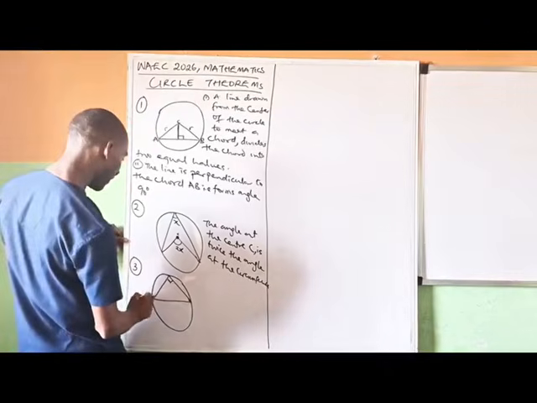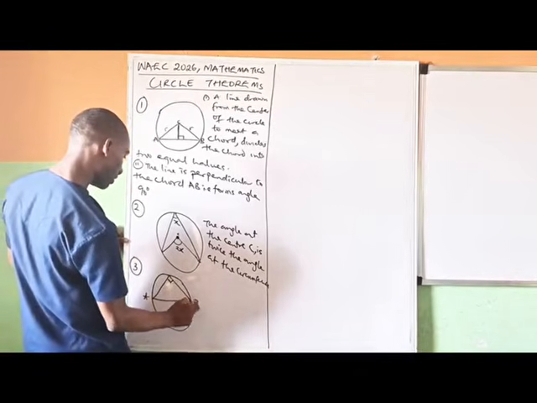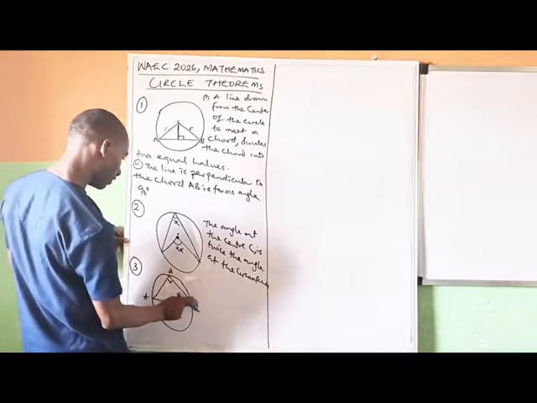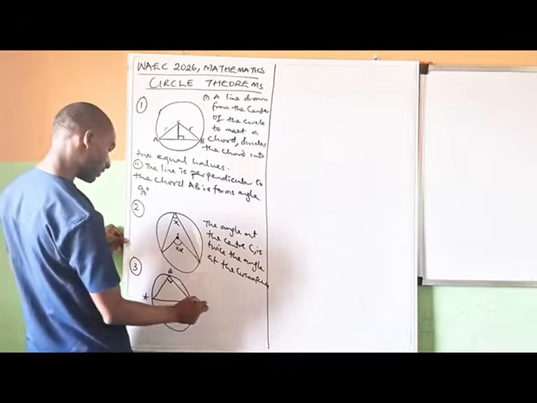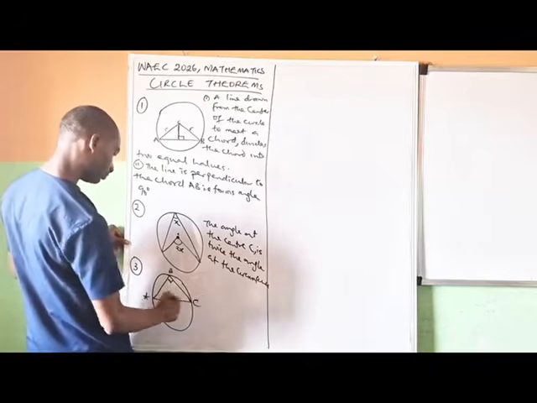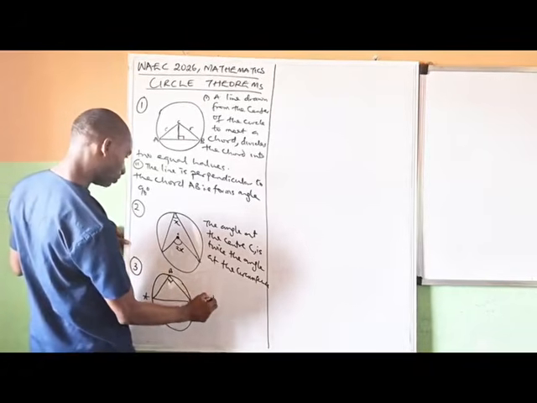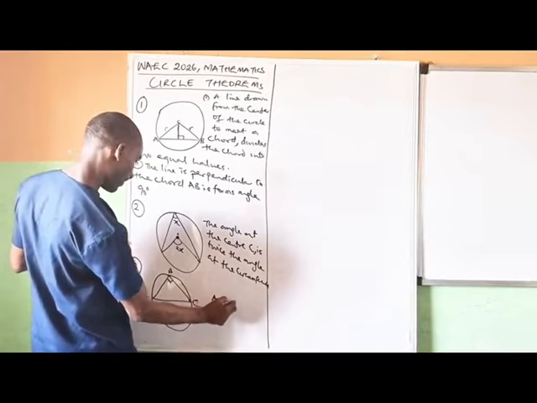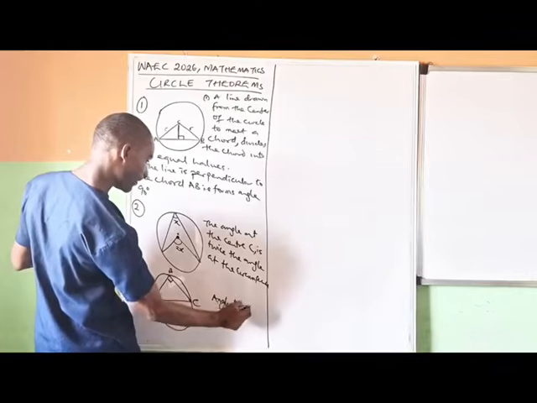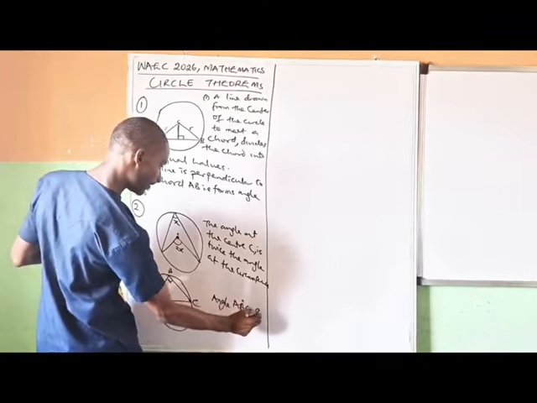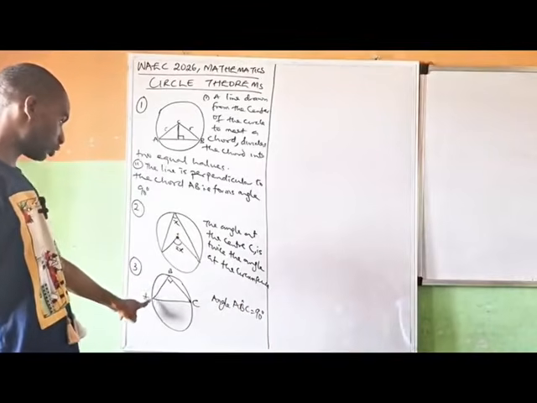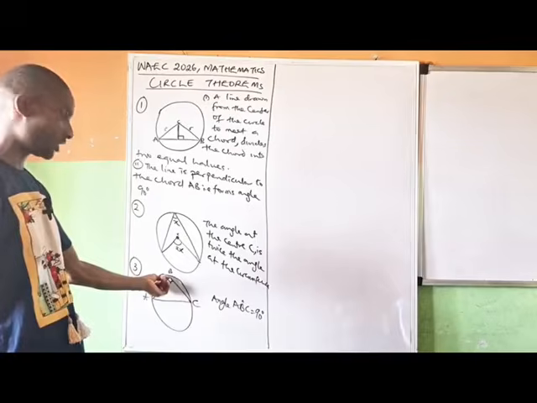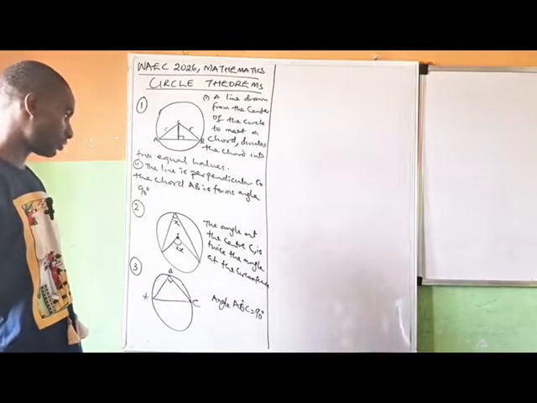So if I have ABC, my angle ABC is 90 degrees because at this diameter, these are two chords joining at this angle and it makes up 90 degrees.